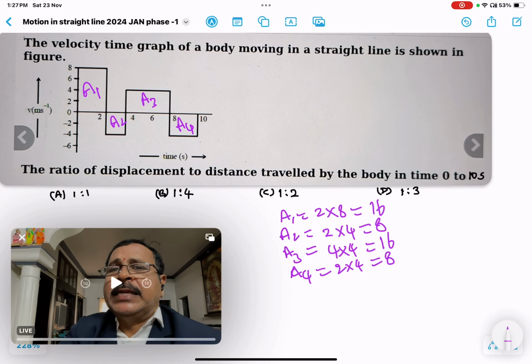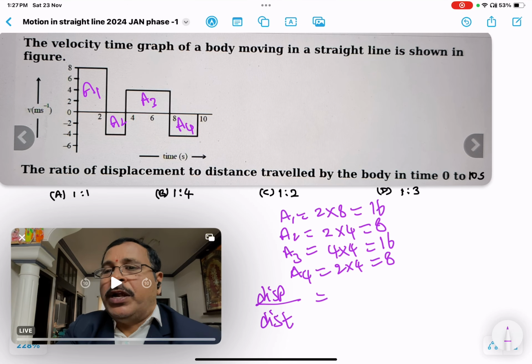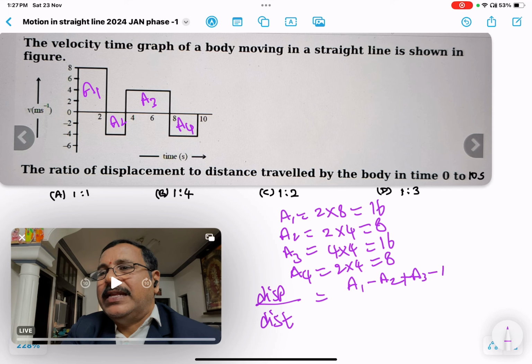Now, my dear students, he is asking displacement to distance. Displacement is a vector quantity. Above the x-axis is positive, below the x-axis is negative. Velocity upward is positive, downward is negative; displacement upward is positive, downward is negative. You know all those sign conventions. Since this is a vector quantity, displacement equals A1 above the x-axis, minus A2 below the x-axis, plus A3 above the x-axis, minus A4 below the x-axis.